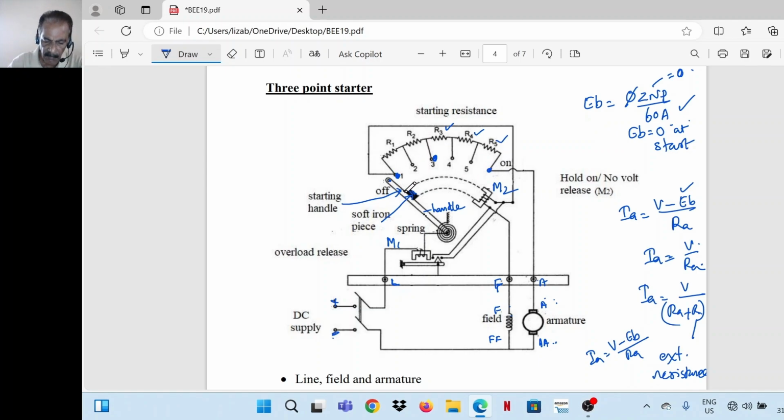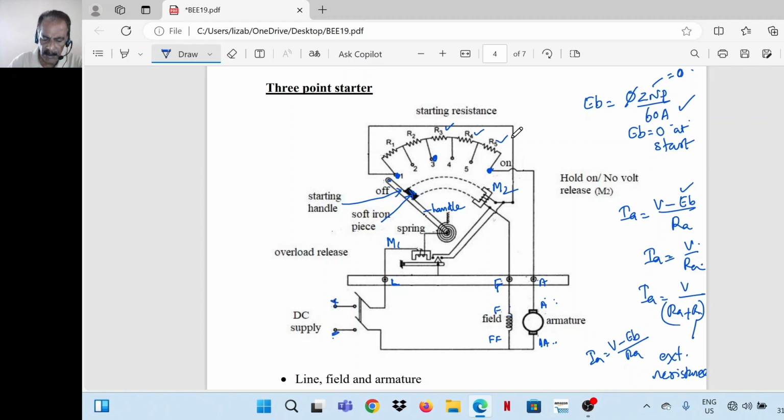And at the same time, when the handle is in contact with the last stud, the field circuit is completed through all these resistances. Complete resistance comes in series with the field winding. That also contributes to bring the motor to the rated speed. That means in armature circuit there is zero resistance, and in field circuit some of these resistances are connected in series. So at this position the motor is operating at a rated speed.